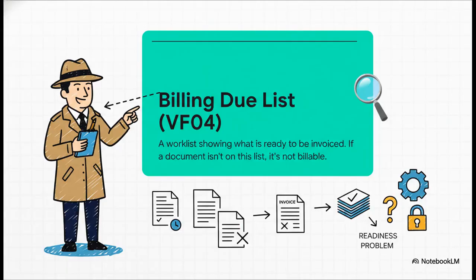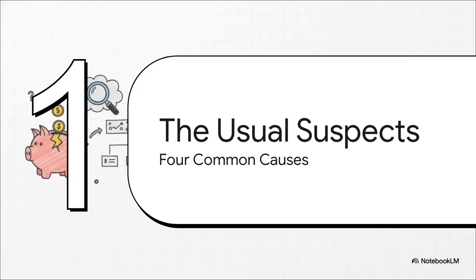Okay, the next tool in the kit is something called the billing due list. The best way to think about this is like the detective's list of open cases. If the order we're investigating isn't even on this list, well, that changes everything. It means the system doesn't even think it's ready to be billed yet. So suddenly we're not looking for a billing problem anymore. We're hunting for a readiness problem. Big difference.